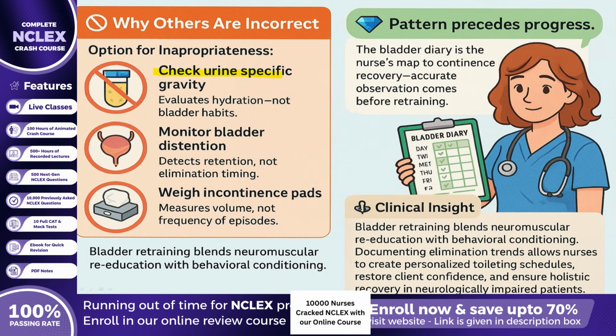Option 2, which involves checking the specific gravity of the urine, primarily assesses hydration status and kidney concentration ability, but does not reveal the timing or frequency of incontinence.